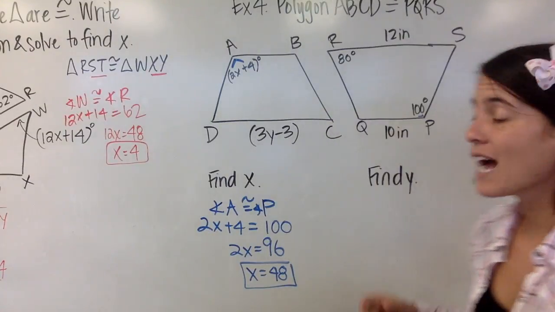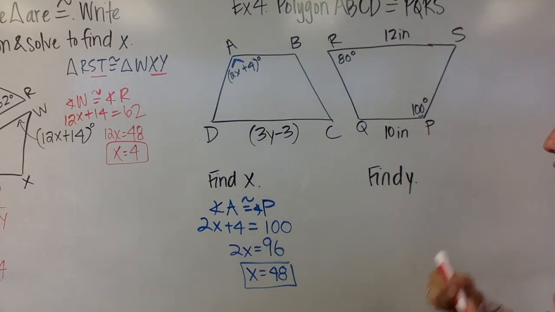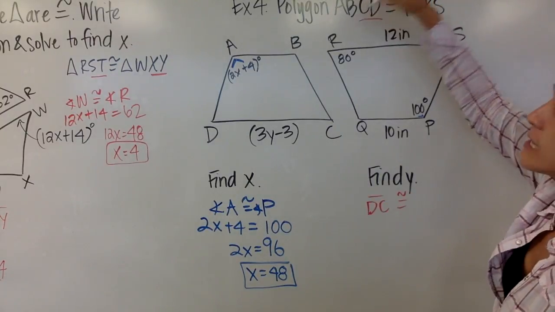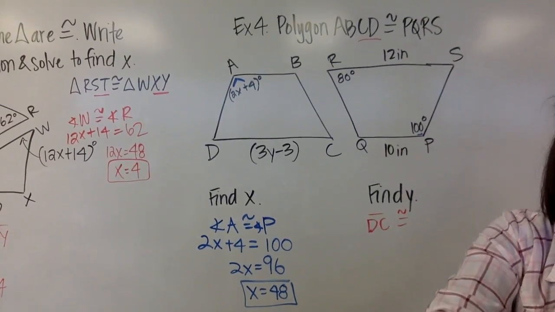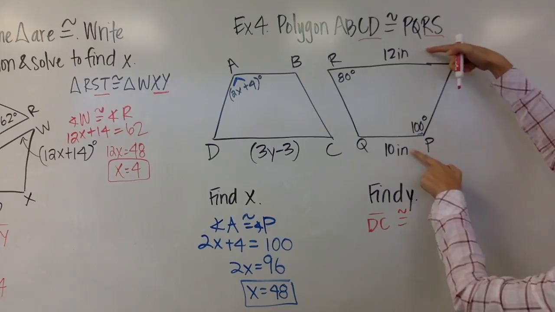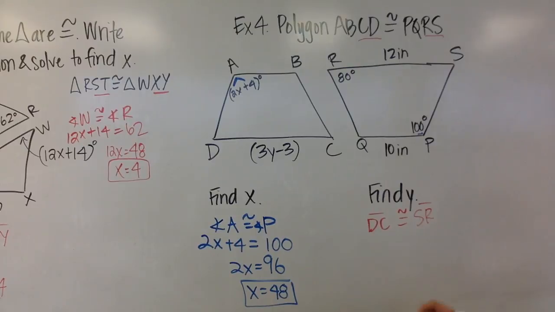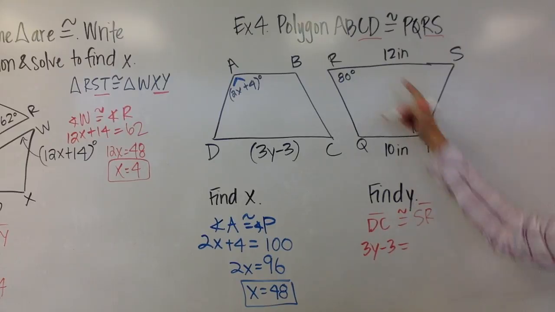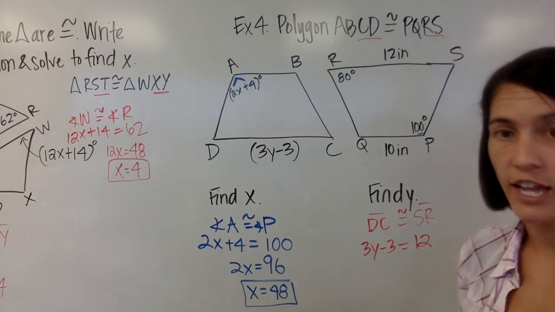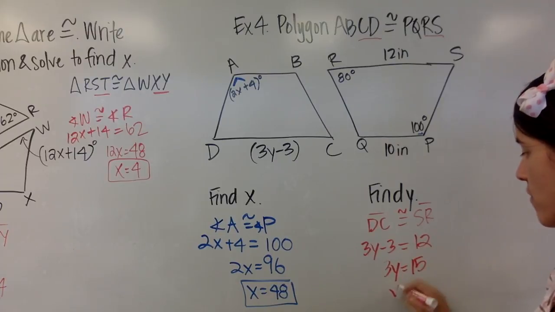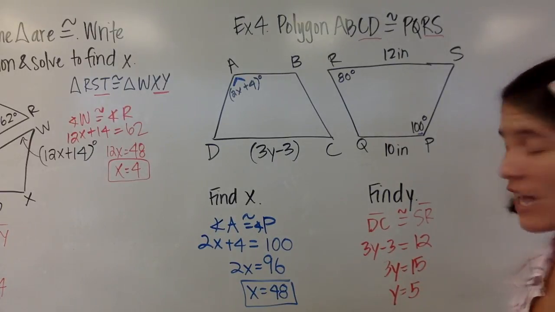Now, over here for y, it says find y. So here's y, it is DC. So I'm going to start with DC. And I look up here. DC is congruent to SR. And I gave you both measurements, so you have to figure out which one to use. And so you want to use this one, SR. DC is 3y minus 3. And SR is 12. Now, again, we've set up an equation and we can solve it by adding 3 to both sides and then dividing, and y equals 5.